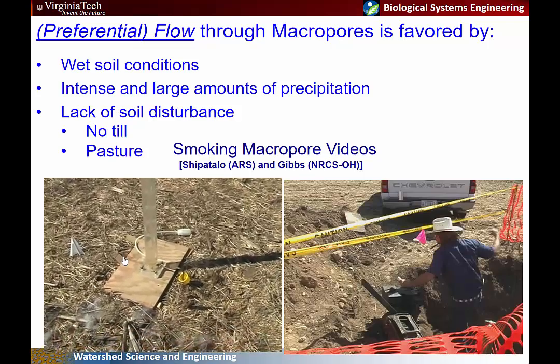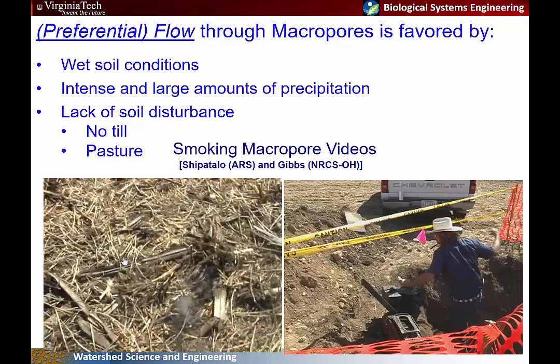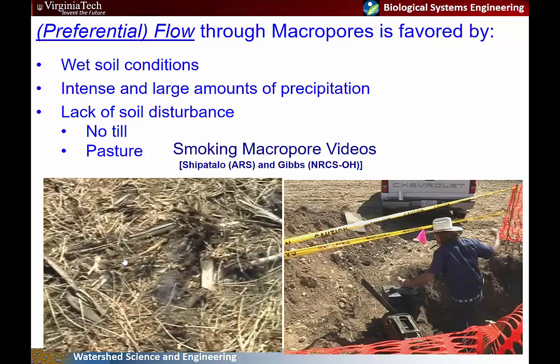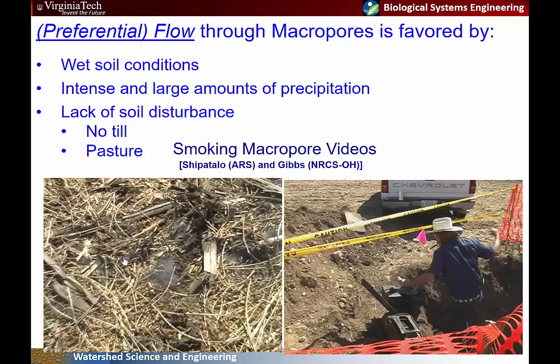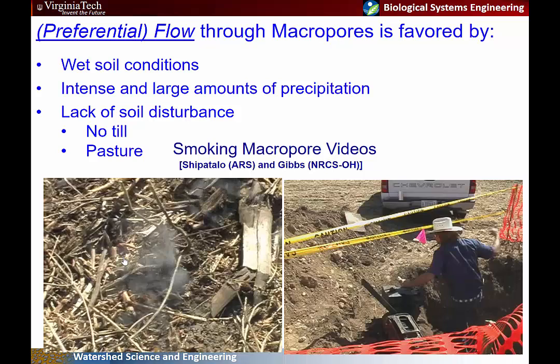And so the flow through macropores is favored by several conditions: wet soil, intense and large amounts of precipitation, and lack of soil disturbance, such as no-till or pasture. Again, when you till the soil, it destroys those macropores. So there's a trade-off between conventional tillage and no-till. No-till reduces surface runoff, but it might increase subsurface losses of certain chemicals. Conventional tillage is going to destroy those macropores and reduce those subsurface losses, but you generally get greater surface losses.